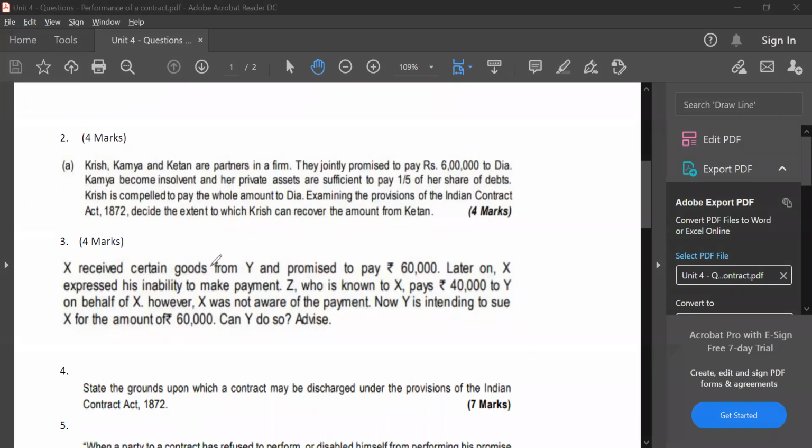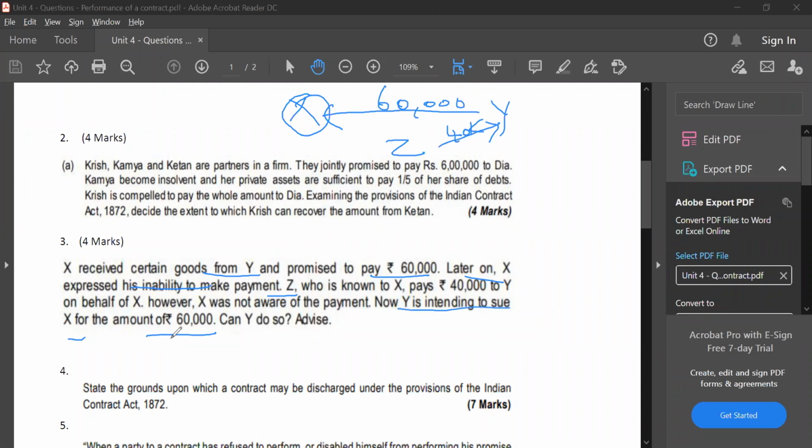X received certain goods from Y and promised to pay 60,000 to Y. Later on, because X is not able to pay, Z, who is known to X, maybe X's friend, pays 40,000 to Y on behalf of X. However, X was not aware that Z paid 40,000 to Y. Now, Y is intending to sue X for the entire amount of 60,000. Can he do so? Yes or no?